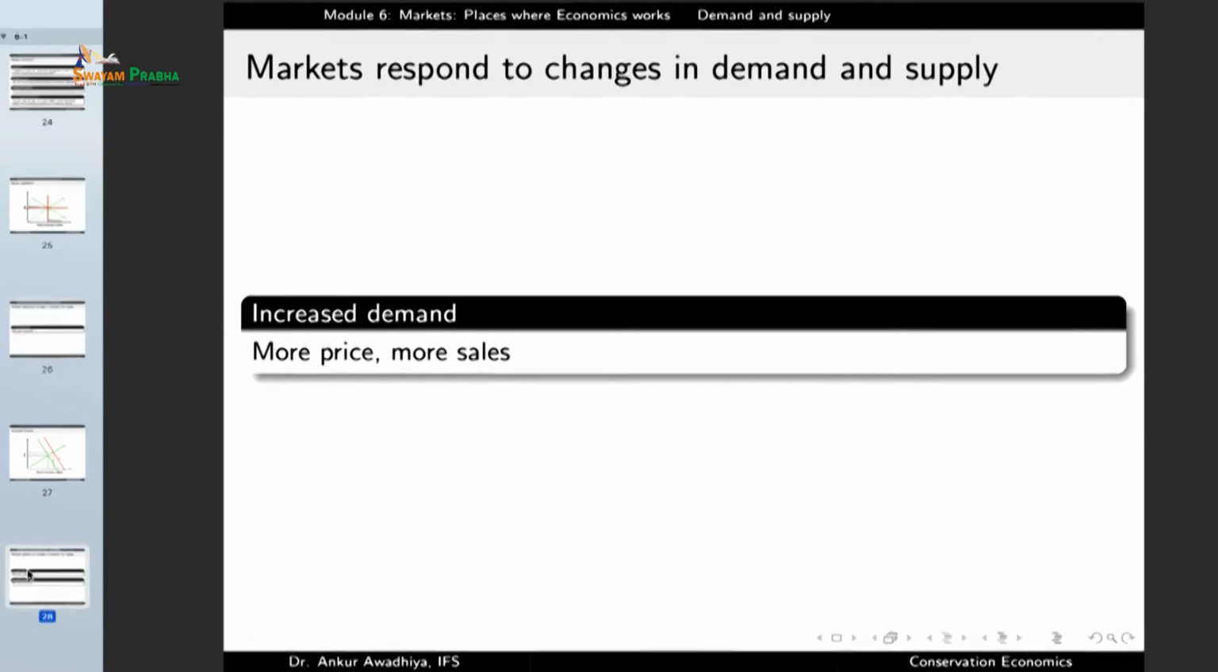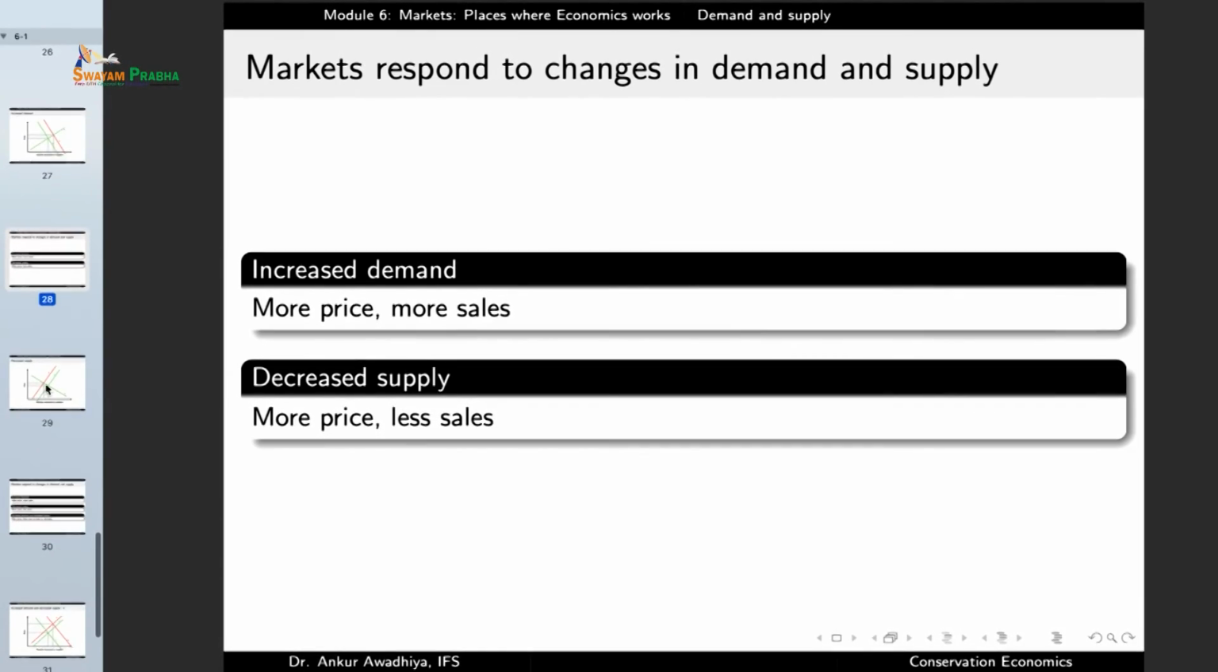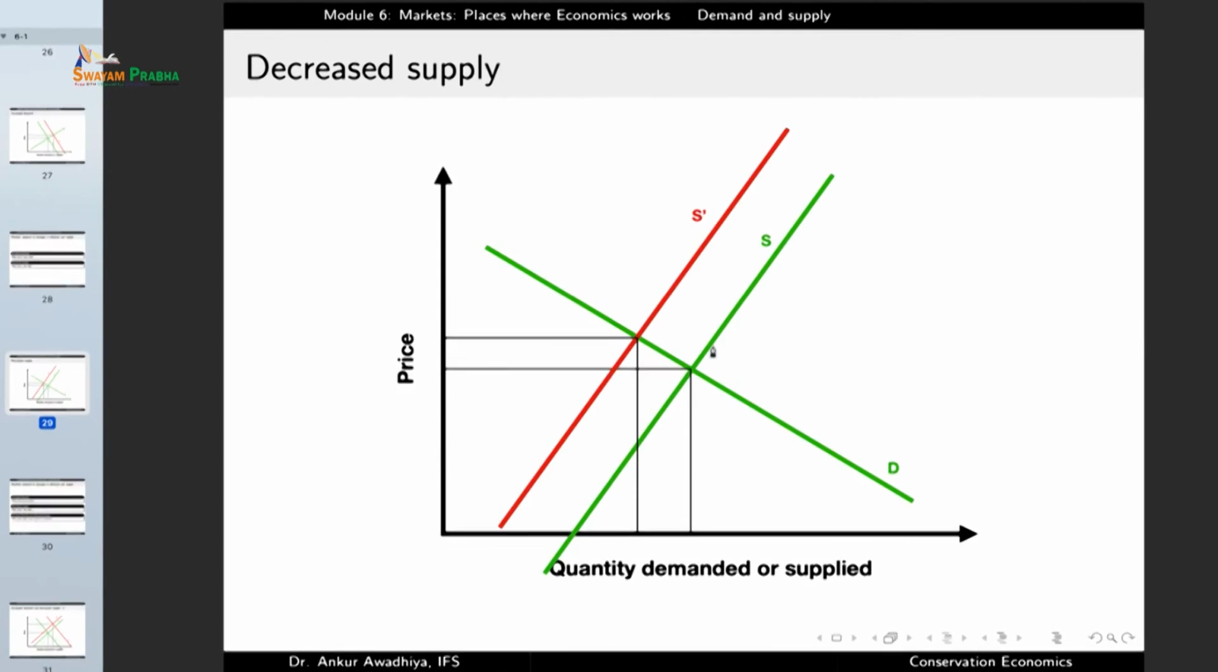What happens because of a decrease in supply? So a decrease in supply will be shown by a supply curve that is shifting to the left. So earlier this was the demand curve and this was the supply curve, and this was the earlier equilibrium. Now there is a decreased supply, so the supply curve has shifted to the left, and we now have this red colored supply curve. The demand has remained the same, and this point is showing us the new equilibrium.